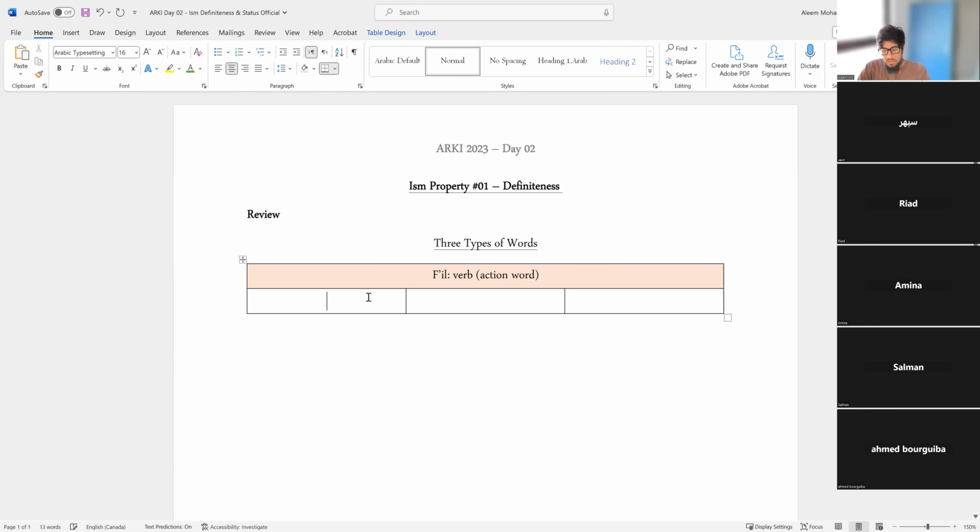And some examples of that could be words such as nasara, right? Which means he helped.